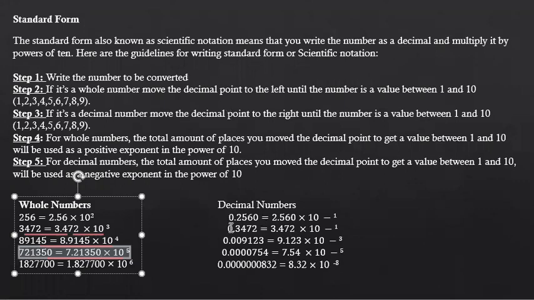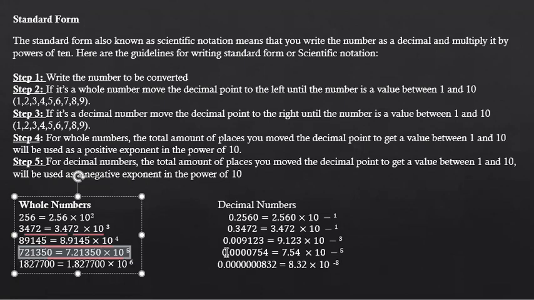Now, when you deal with decimal numbers, here you move 1 place to the right. So it becomes 2.560 multiplied by 10 to the minus 1. Here you move 1 place to the right again, it becomes 3.472 multiplied by 10 to the minus 1. We have the point here, we move 1, 2, 3 decimal places to the right. It's 9.123 multiplied by 10 to the minus 3.